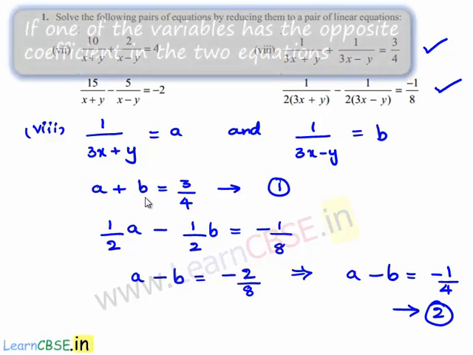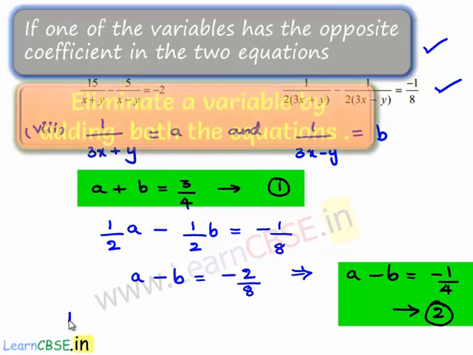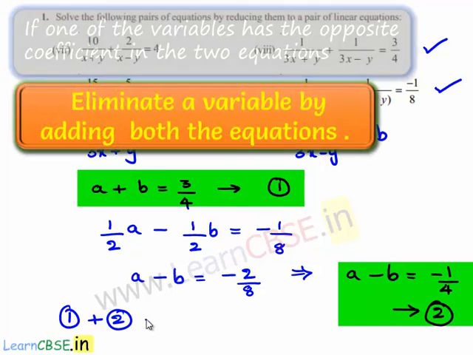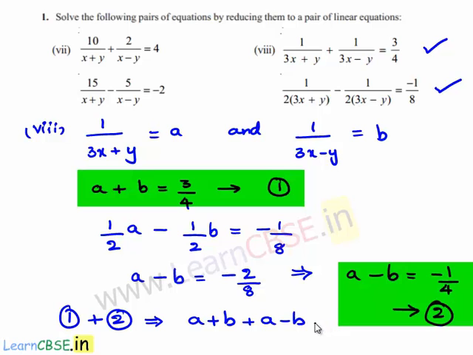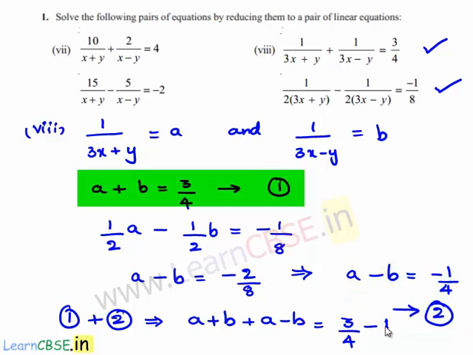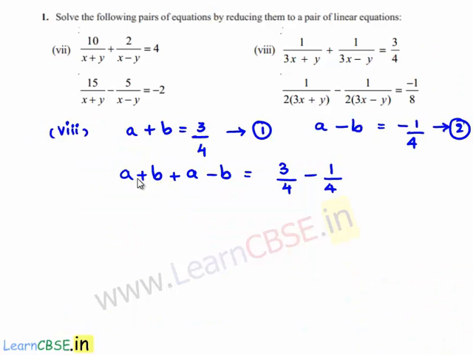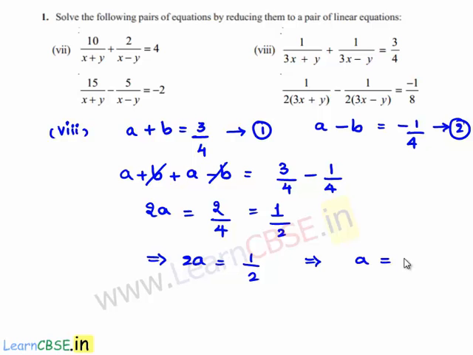Now adding equations 1 and 2, we get a plus b plus a minus b is equal to 3 by 4 minus 1 by 4. Now we get a plus a is 2a, plus b and minus b will be cancelled, and 3 by 4 minus 1 by 4 is nothing but 2 by 4, which is nothing but 1 by 2. So we got 2a is equal to 1 by 2, which implies a is equal to 1 by 4.